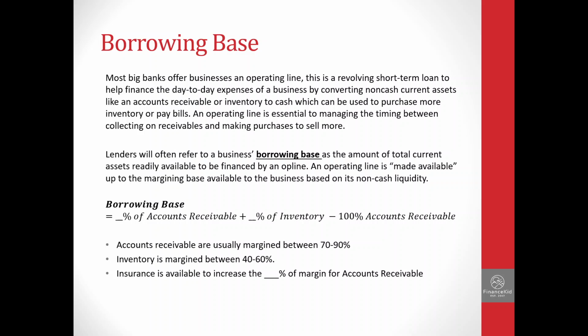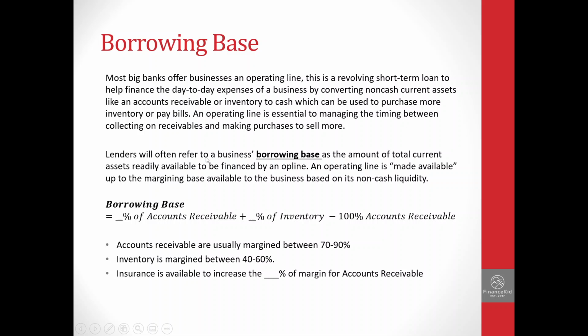So essentially an operating line is almost like a cash advance on your current non-cash assets: inventory, accounts receivable. Sorry, not prepaid expenses. It's only inventory and accounts receivable. So, by taking those current assets and financing them, you're going to get an advance of cash to allow you to run the business until you actually can liquidate and sell that inventory or collect on that accounts receivable.